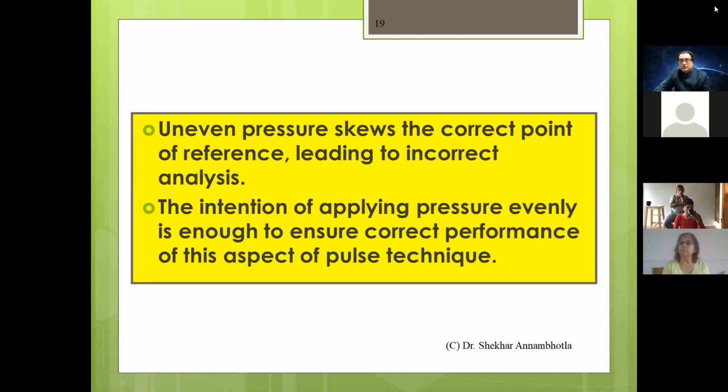Uneven pressure skews the correct point of the reference, leading to incorrect analysis. The intention is to apply the pressure evenly enough to ensure the correct performance of the pulse and the technique. The reason is that it is very important, when you are feeling the pulse, to give equal pressure. Equal pressure means all three fingers are equal.